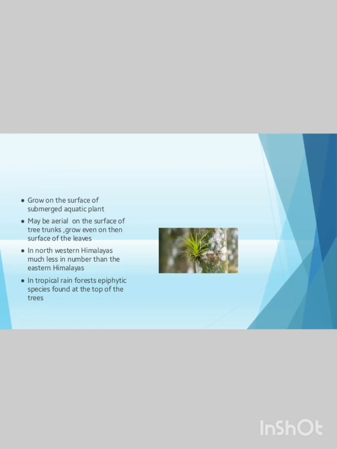They may grow on the surface of submerged aquatic plants, may be aerial on the surface of tree trunks, and grow even on the surface of leaves. In the northwestern Himalayas they are much fewer in number than in the eastern Himalayas. In tropical rainforest, epiphytic species are found at the top of the trees.